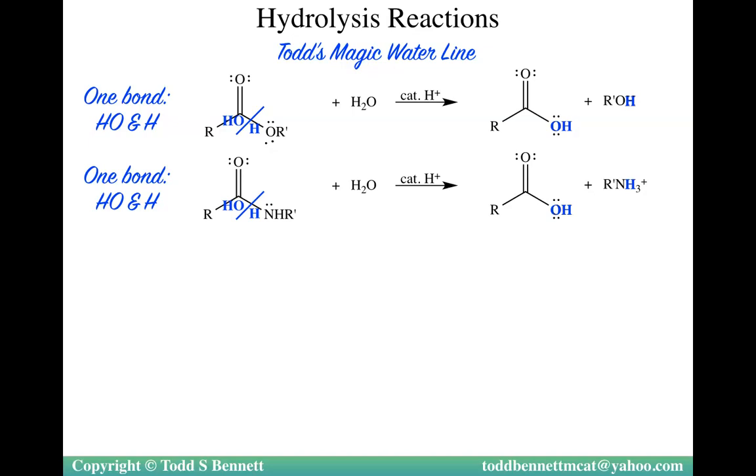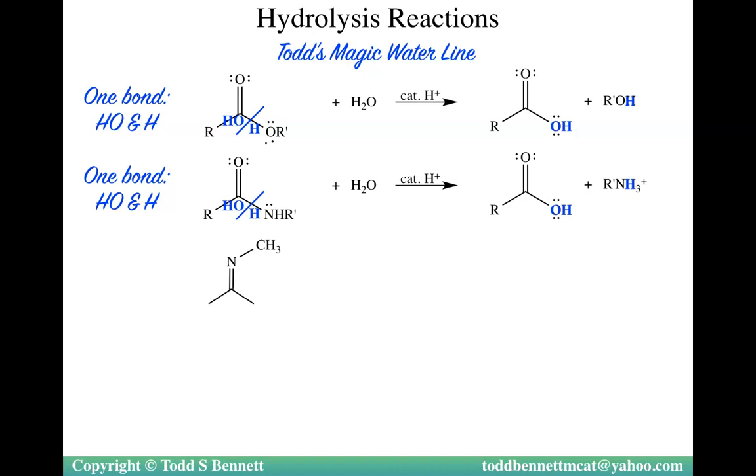So if we want to predict the product, just simply draw a line through the leaving group, or the bond from the carbonyl carbon to the leaving group, and OH to the carbonyl side, H to the other side, and those end up being your two products. It's pretty straightforward, it's pretty simple. Okay, so what if it's not the case?